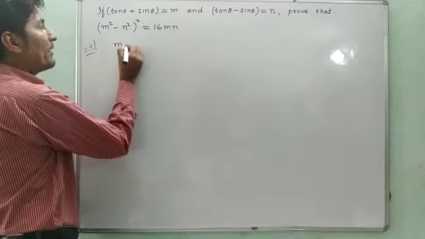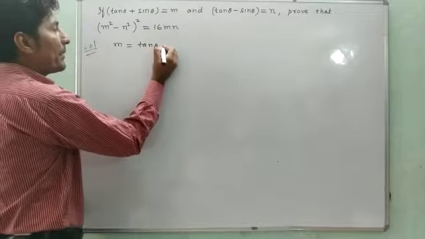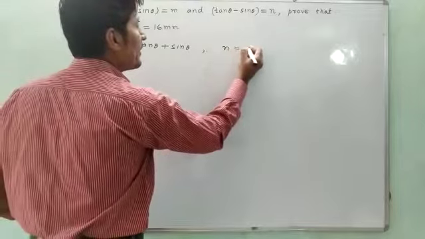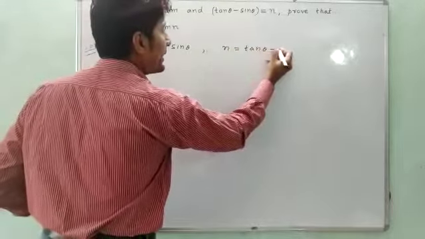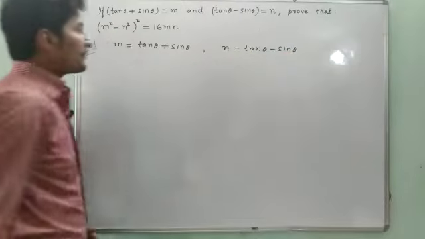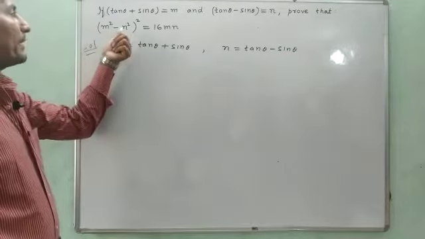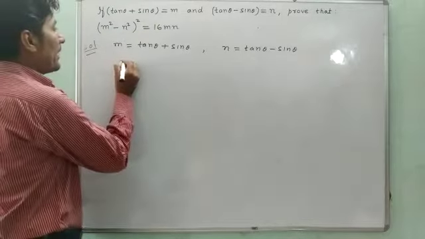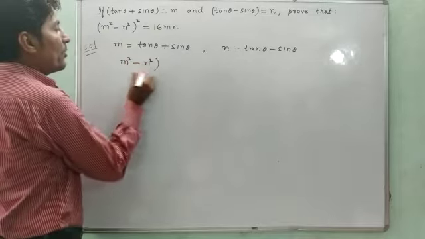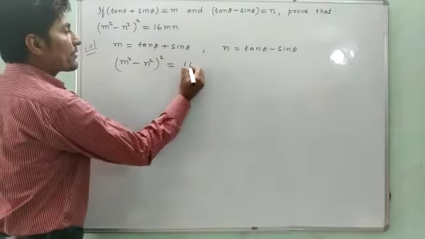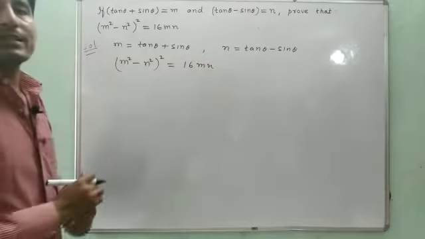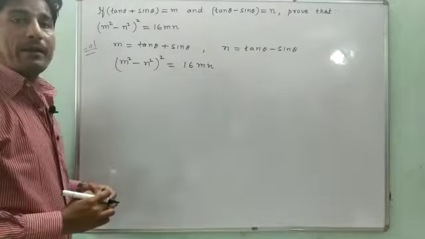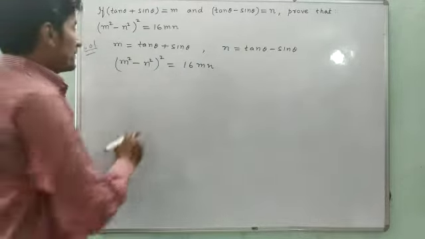The value of m is given, tan theta plus sin theta, and the value of n is given, tan theta minus sin theta. So we have to prove that (m square minus n square) whole square equals 16mn. We have to copy this expression and prove that LHS is equal to RHS. So here we have to put the value of m and n, here also we have to put the value of m and n, and we have to equate both.